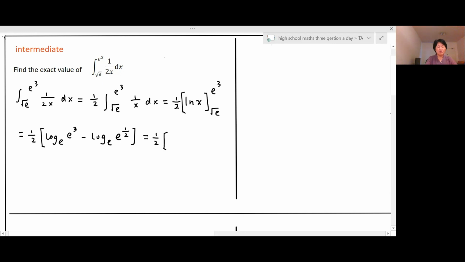Okay, the power 3 I can move to the front. So log e and e is 1. So 3 minus e power half. This half I move to the front. So log e and e is 1. So 3 minus half is 5 on 2. Okay, so now the final answer will be 5 on 4.